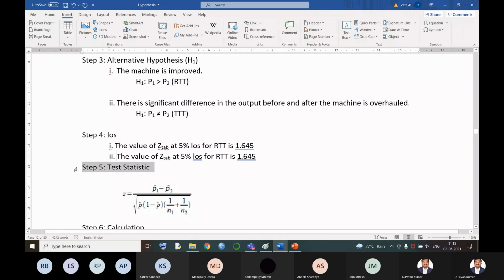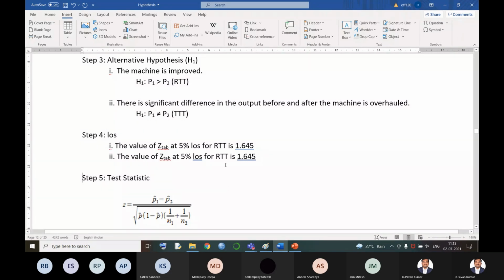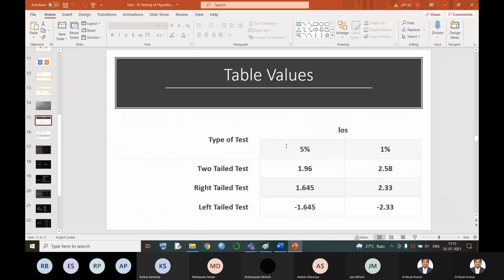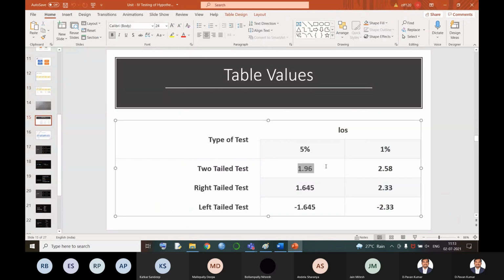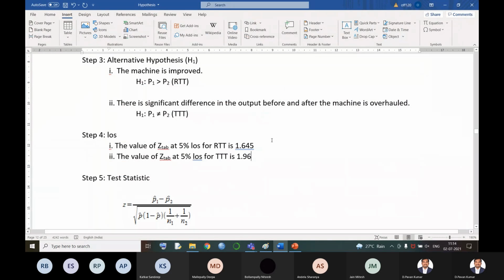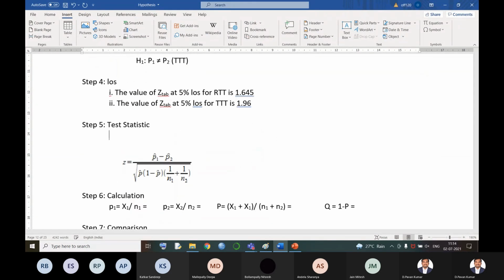Now next is the second one. We are writing it for the two tail test. The value of Z tab at 5% LOS for two tail test is 1.96. These values I have just copied from this table. Without this table, we cannot find our tabulated value. For two tail test it is 1.96, for right tail test it is 1.645 under 5% level of significance. So we have got two standardized values. Now let us move on to the test statistic.